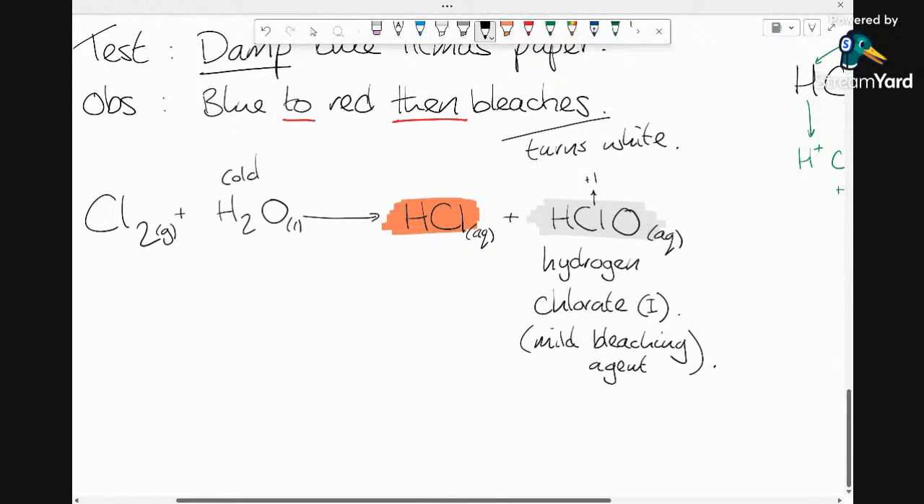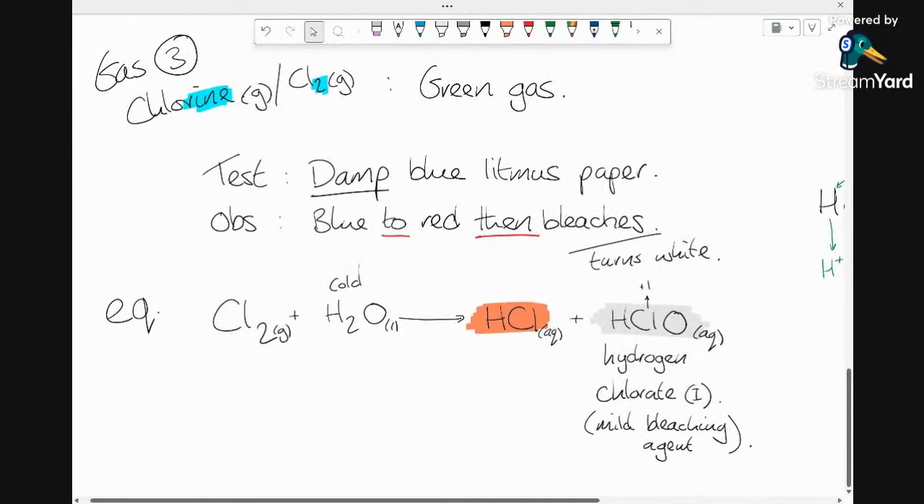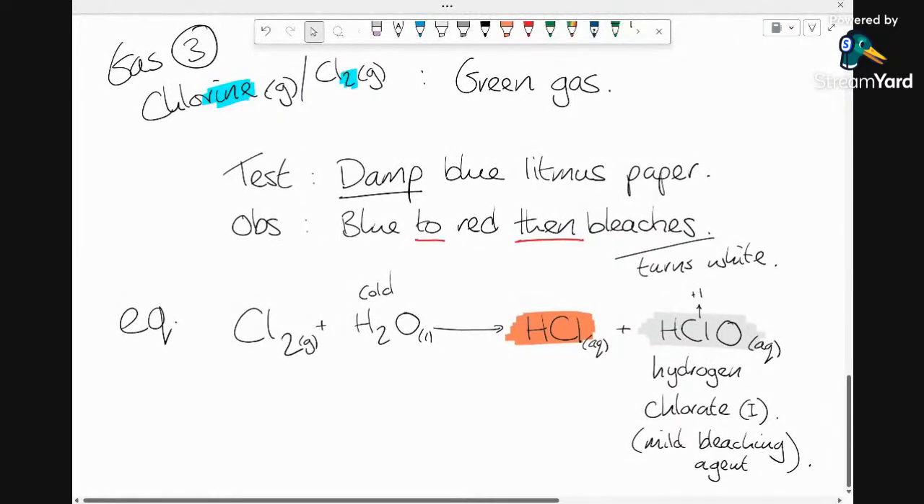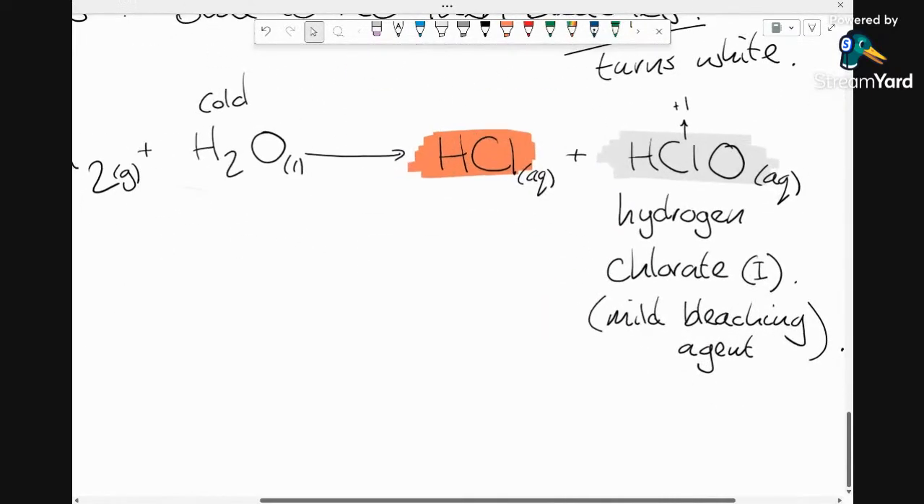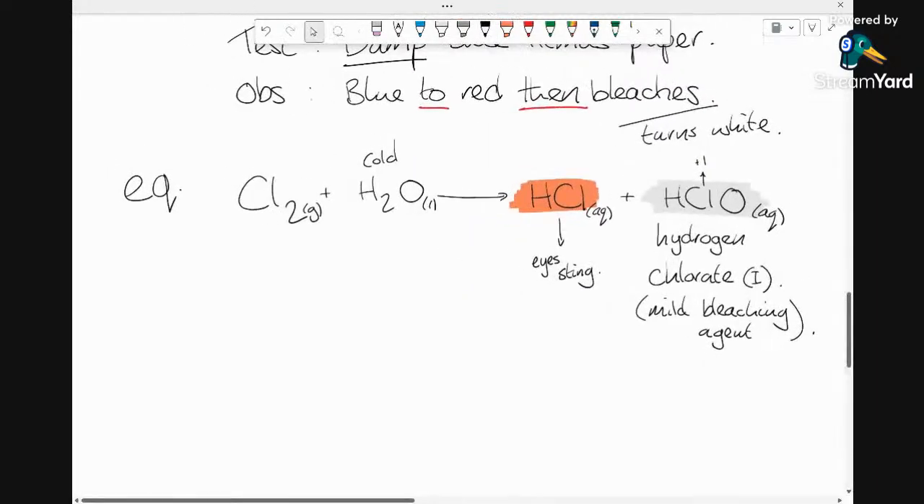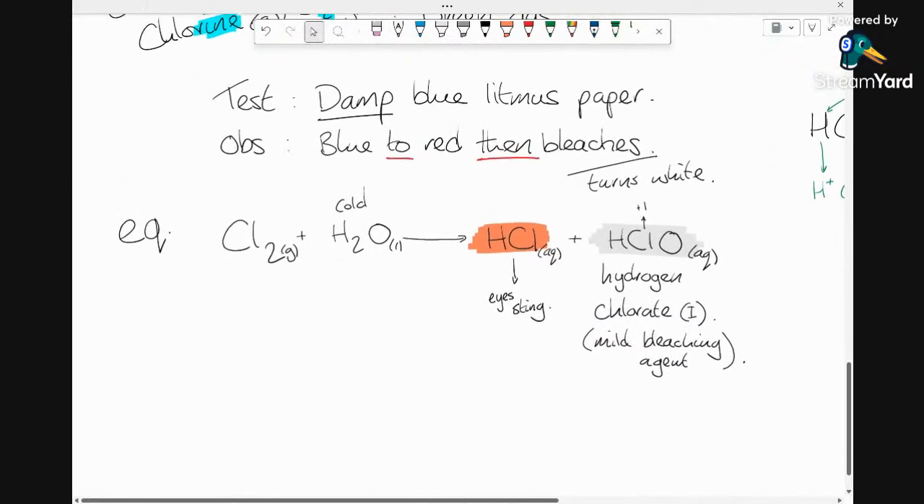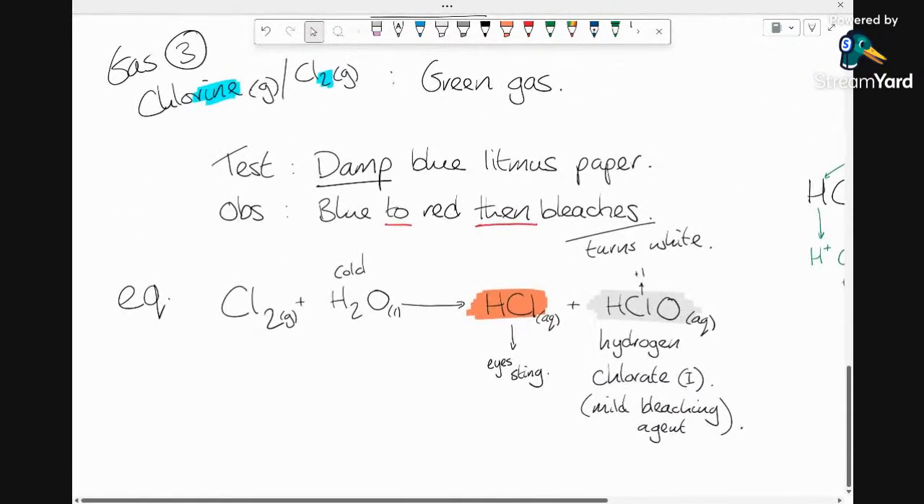If you're interested, those swimmers in the class or who are watching this, when you open your eyes underwater, your eyes sting. Well, surprise, surprise, you've got hydrochloric acid in here. This is going to make your eyes sting, and this is, of course, why the paper turns red. We know that damp blue litmus paper turns red in the presence of acid. It's such a beautiful equation.